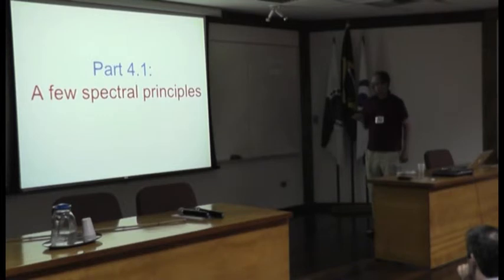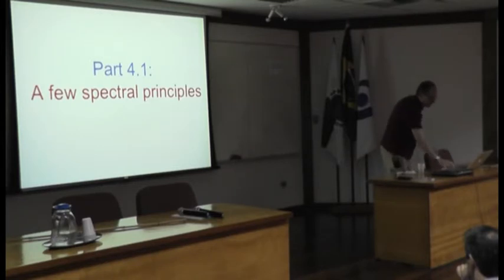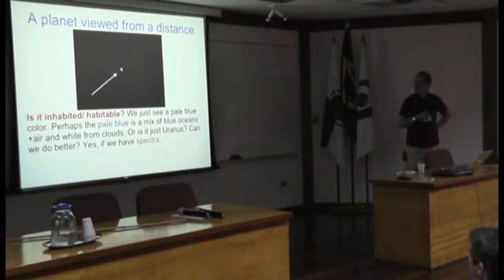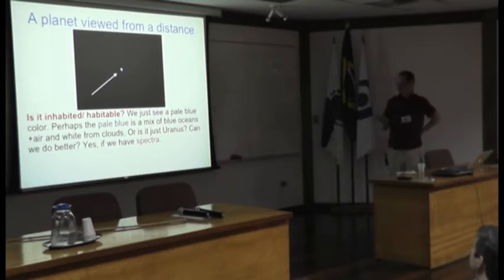So the next part is thinking about how, if we choose our planet in a habitable zone, we look for the signs of life remotely. And I showed you the picture of a pale blue dot, the Earth, viewed from a distance. And here it is again. And we could guess that maybe this color is caused by a mix of blue oceans and Rayleigh scattering air, whiteness from clouds. But there are other blue planets in our solar system, such as Uranus. So how can we do better?